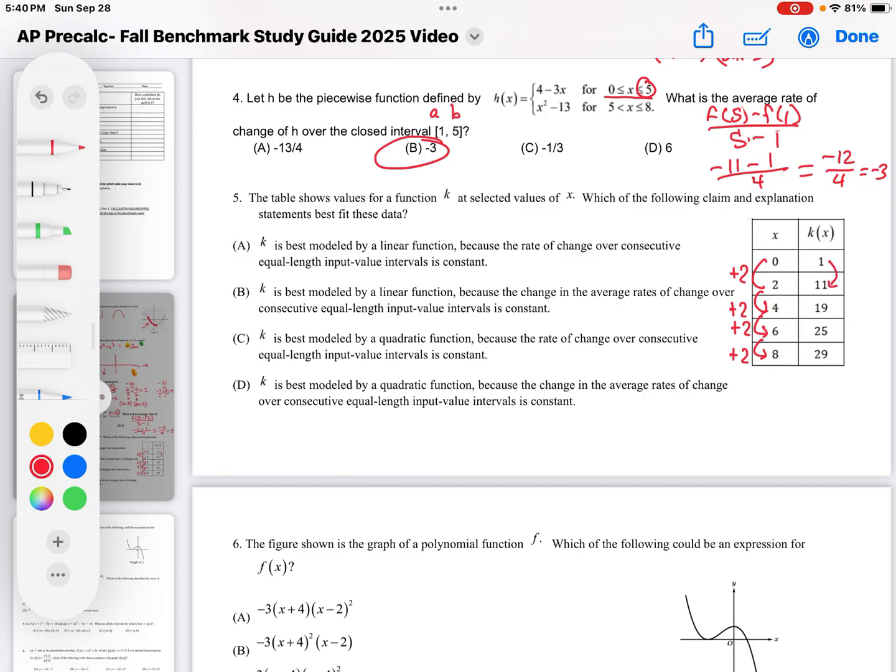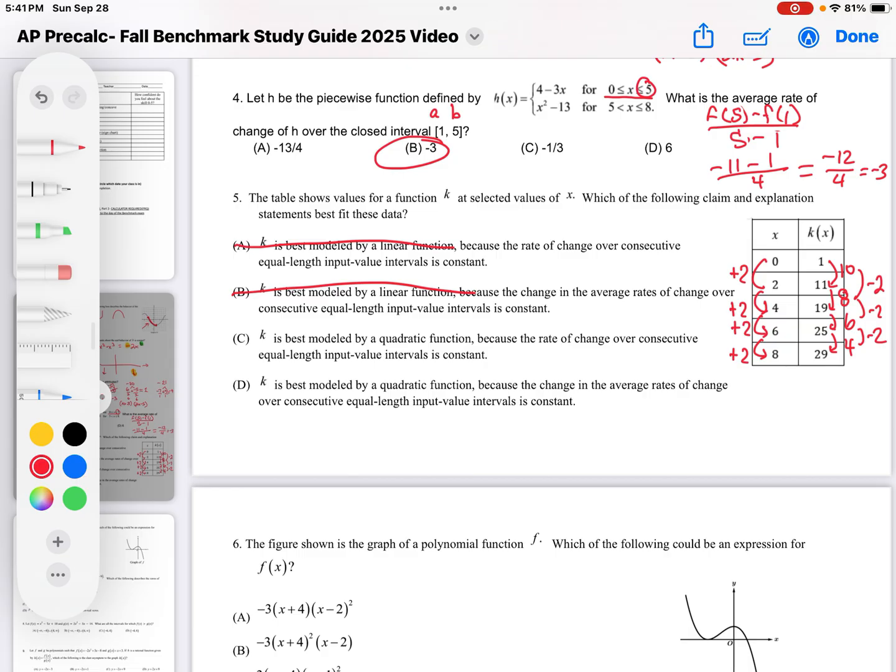From 1 to 11, we go up 10. 11 to 19, we go up 8. 19 to 25, go up 6. And then we go up 4. Well, those are not all the same, so I can rule out linear. And it's probably going to end up being quadratic. And that is true because those changes of the changes are the same. So notice that I just said that I took the changes of the changes, meaning I did this process twice.